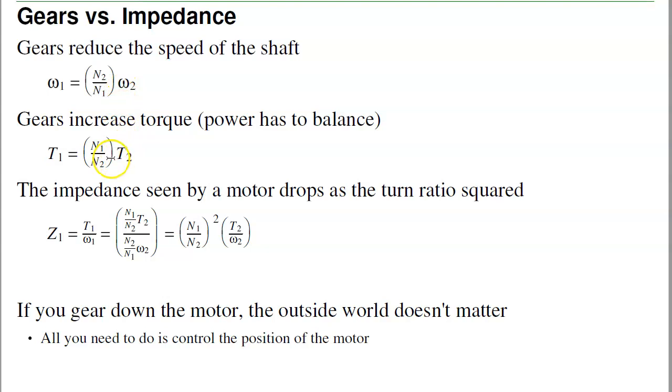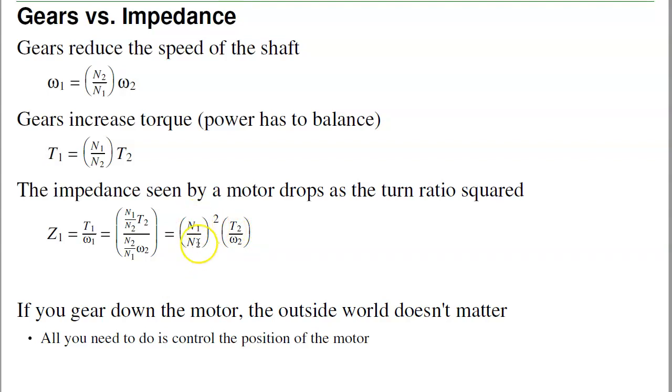The torque is the opposite. As the motor spins, I have more torque at the output, meaning less torque at the motor. The impedance seen by the motor is torque over speed. It's like voltage over resistance. If you work it out, the impedance seen by the motor is 1 over the turn ratio squared times the impedance outside the motor. With a 300 to 1 gear reduction, I'm going to see the outside world, the inertias, the Coriolis forces, gravity forces, and so on, scaled by 1 over 300 squared.